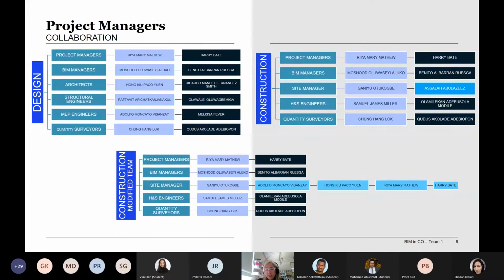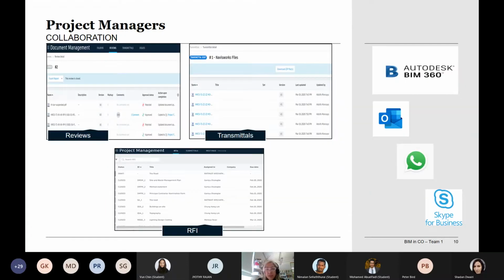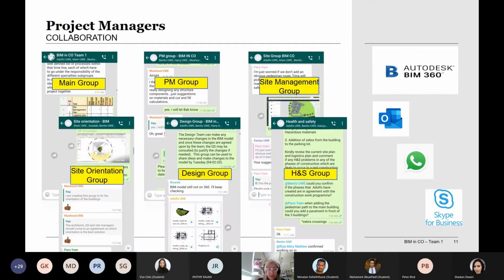So they are explaining collaboration at the end of each team or sub-team or role presentation. This is talking about the CDE, the use of the CDE and the different alternatives or tools that you use for communication, explaining how they work for reviews, for transmittals, and also for managing requests for information, or RFIs.